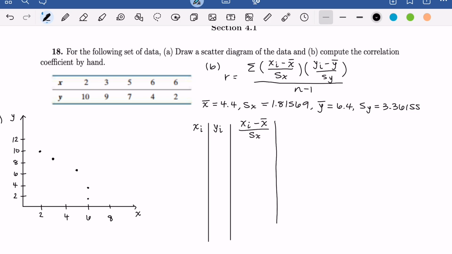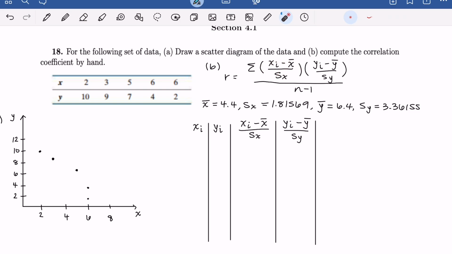all of these values. And the next one, we'll have these values. And lastly, remember we're trying to find the sum of the product of these two. So naturally, we're going to need to find the product of these. And then we can add them all together to get this value in the numerator of this formula. All right, so that is going to be our table here.